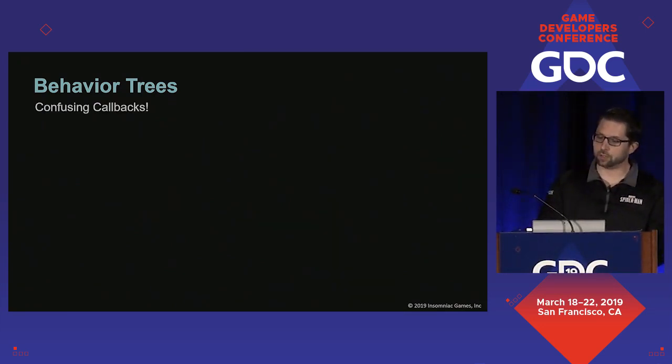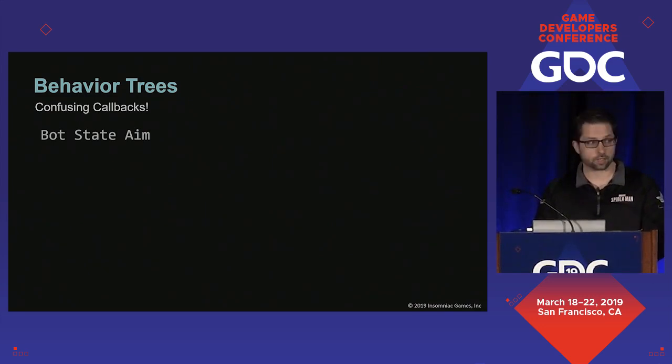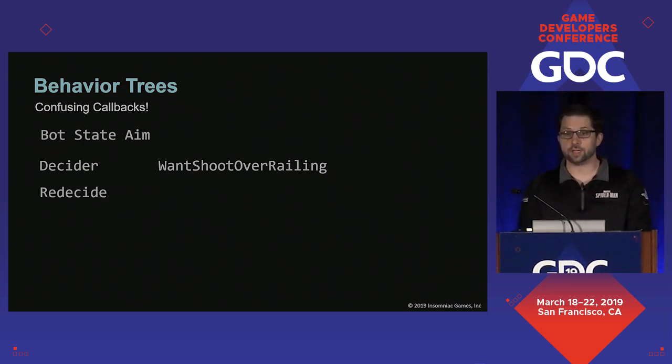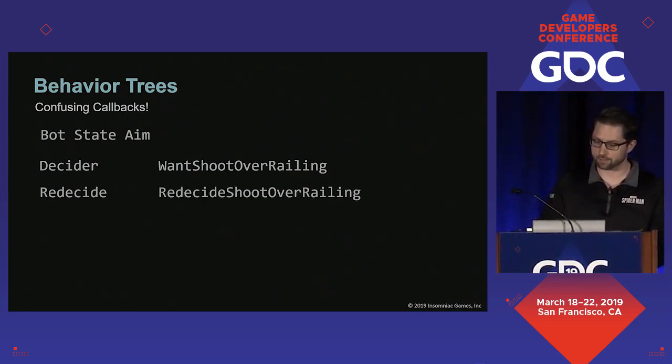Nodes often had to utilize numerous kinds of callback functions. For example, let's look at a simple node that is trying to use a state to aim at a target over a railing. That node will need to be able to decide if it has to run, so we have a callback for that. The bot state that we're using doesn't ever end, so the tree needs to decide if that state should continue to run, so we add another callback.